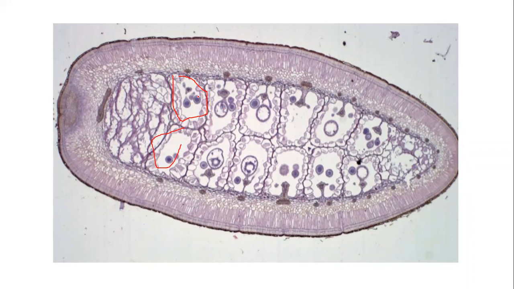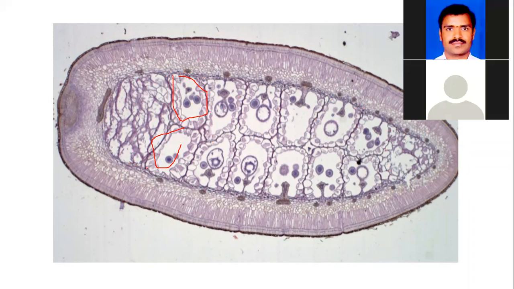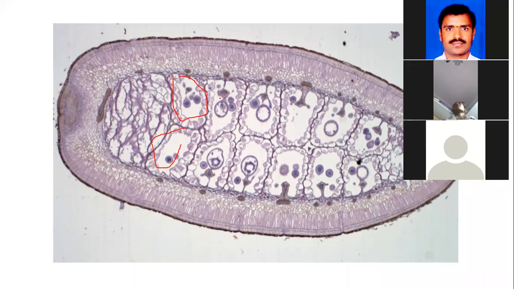Count the sori: 1, 2, 3, 4, 5, 6. On both sides, the sori alternate and are opposite to one another like this. Inside this sorus we can see the development of a larger sporangium, which we call the megasporangium, and smaller sporangia, which are called the microsporangia. You can see here this is a microsporangium and this is a megasporangium.